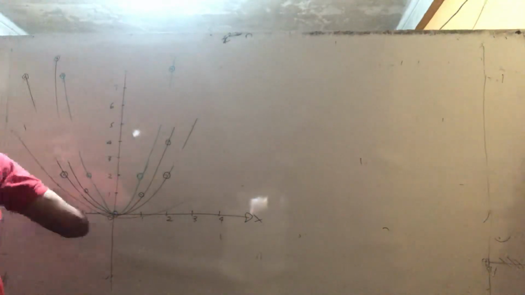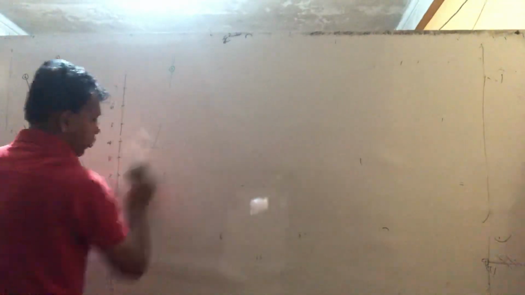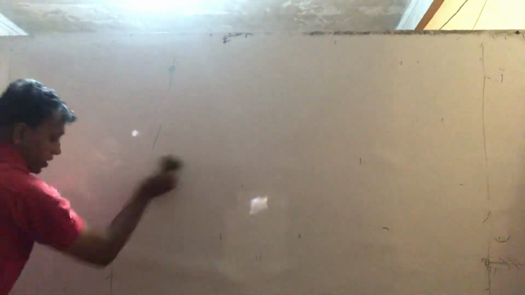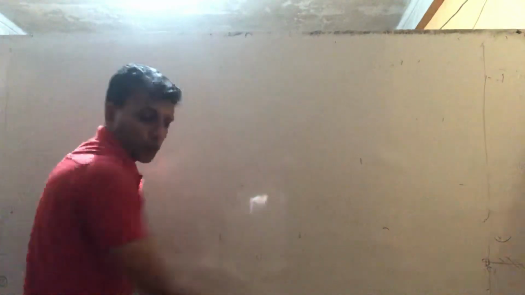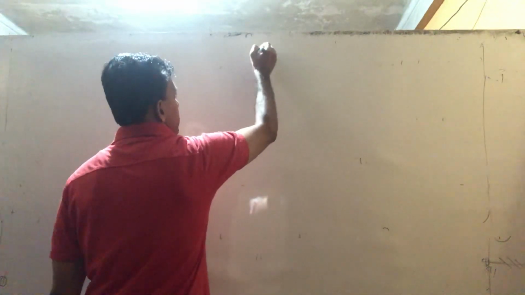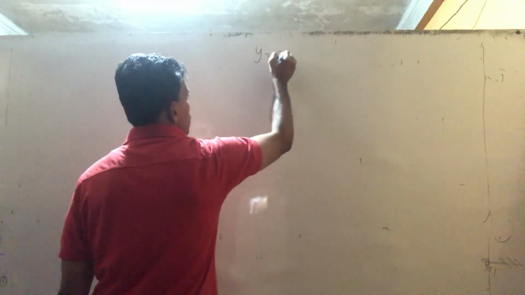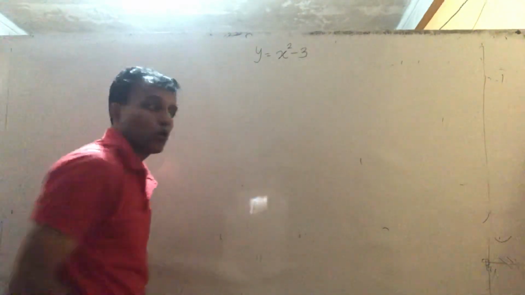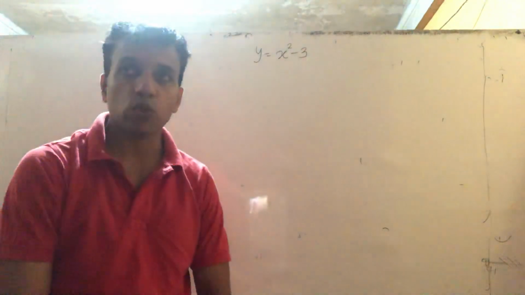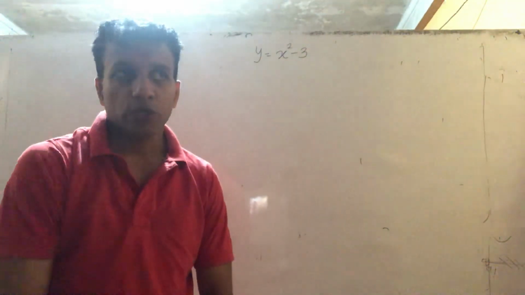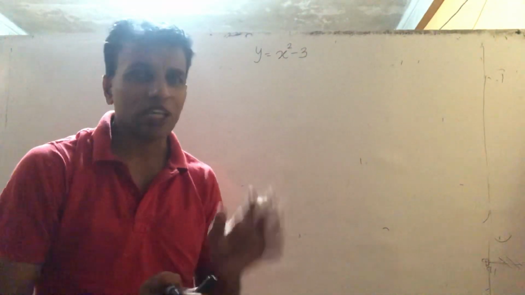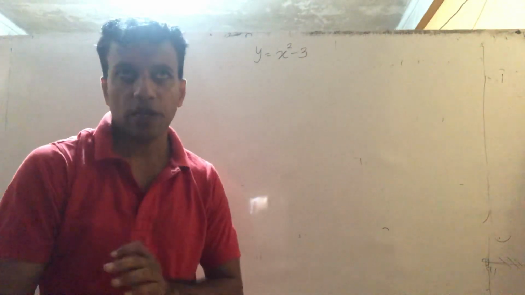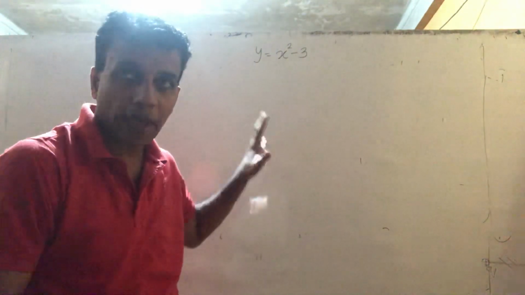Okay, you can write question number 1 today in this video. Write this: draw the graph of y equals x square minus 3. Not only drawing the graph, they will also give the table. I will provide everything and show the method.